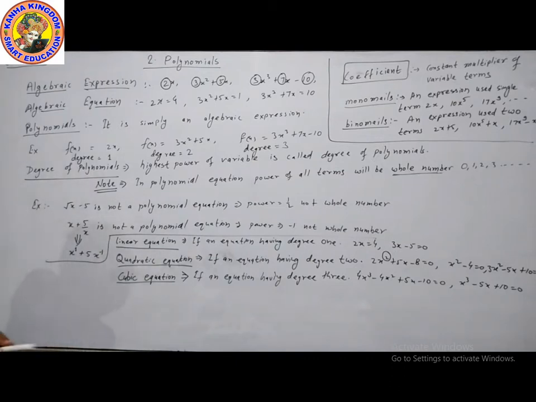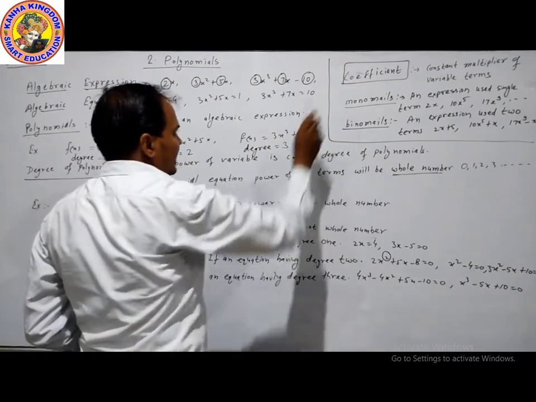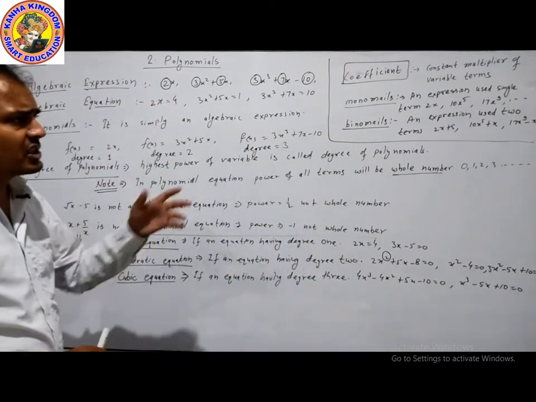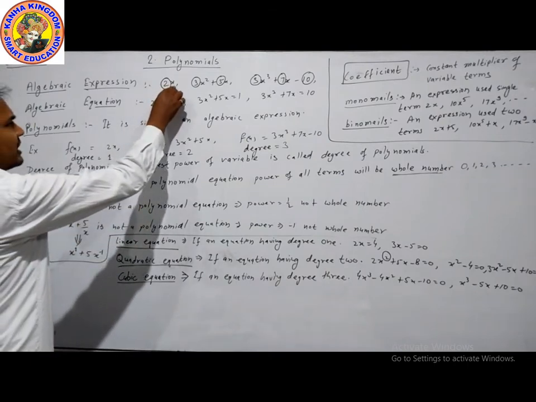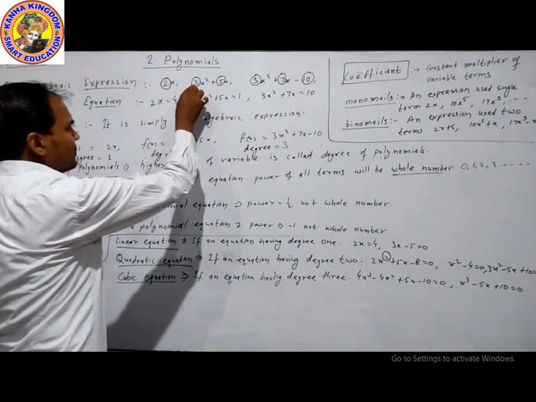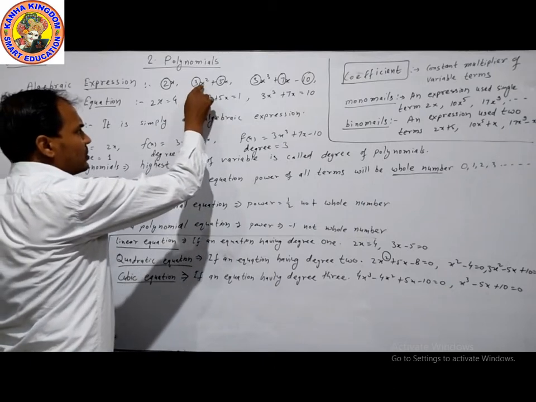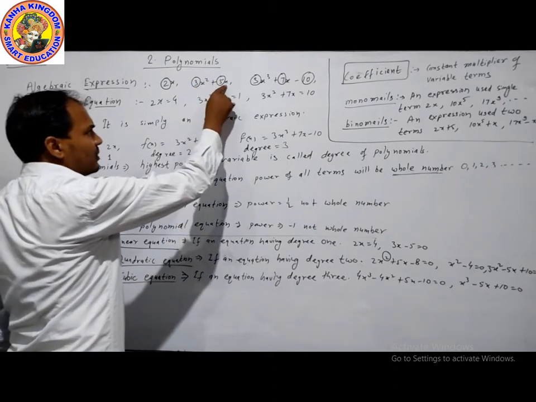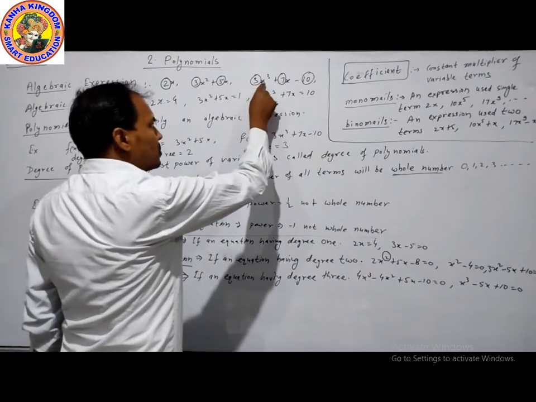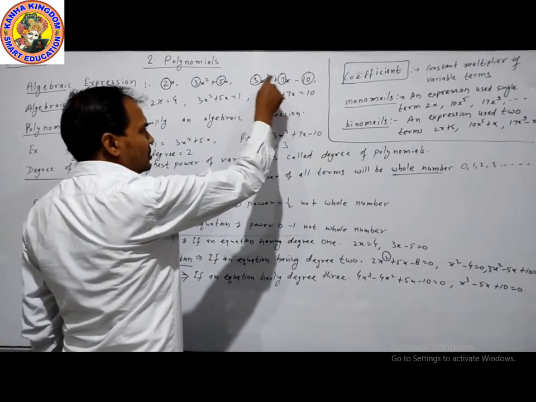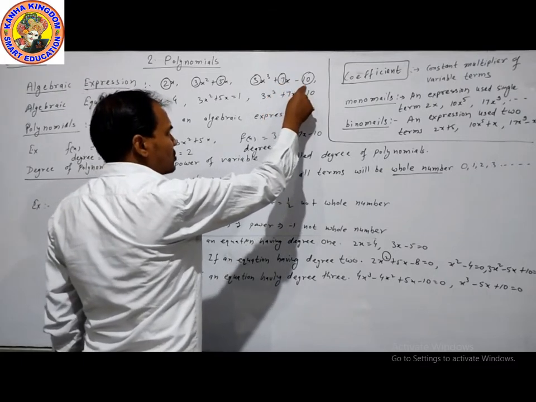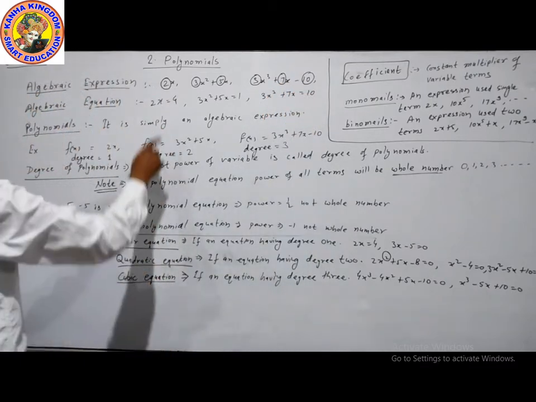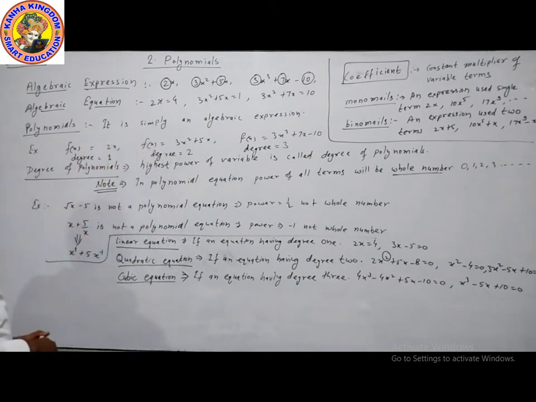Now another definition is, what is the coefficient? Constant multiplier of variable terms called coefficient. The constant of x is equal to 2, constant of x square is equal to 3, so coefficient of x square is equal to 3, coefficient of x is equal to 5, coefficient of x cube is equal to 3, coefficient of x is equal to 7, constant term is equal to minus 10. So this is our coefficient.